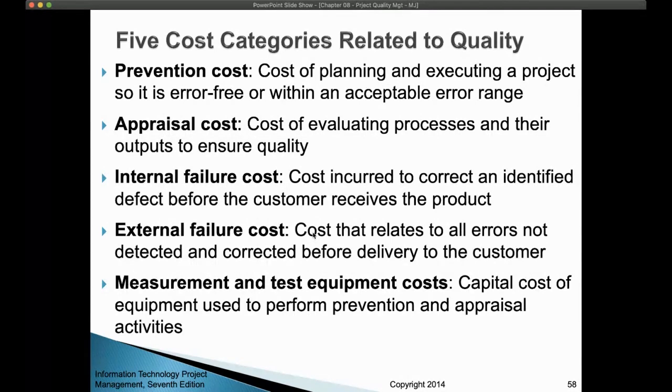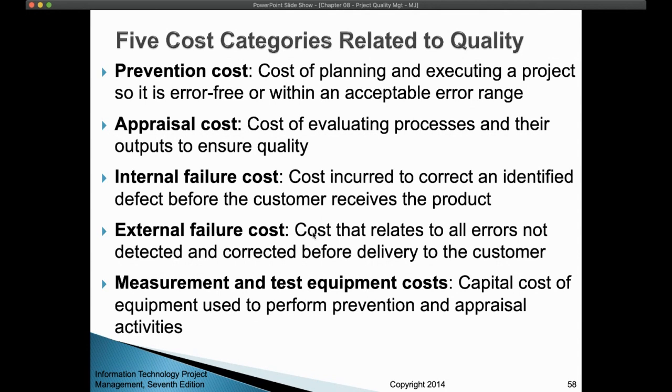The appraisal cost is the cost of evaluating processes and their output to ensure quality. You bring someone to check the quality of your process, or to check your equipment. You have some equipment and you want to ensure that it is fine, so you need to appraise it. You need someone to evaluate the processes or the product.